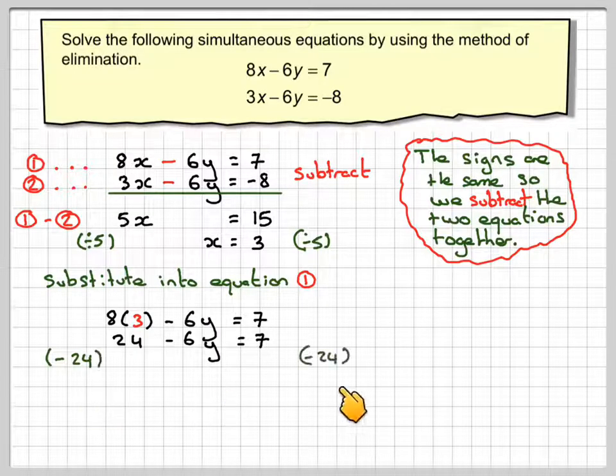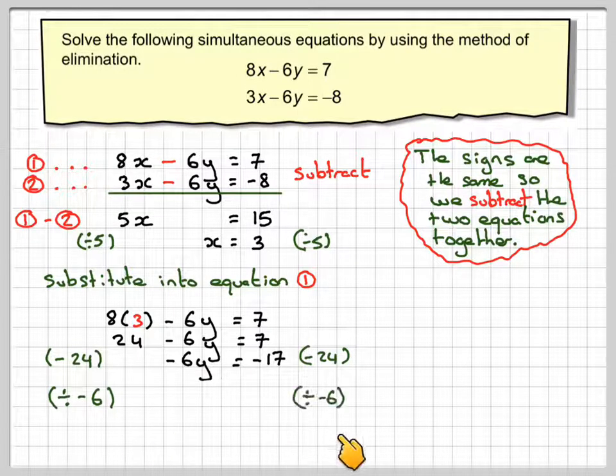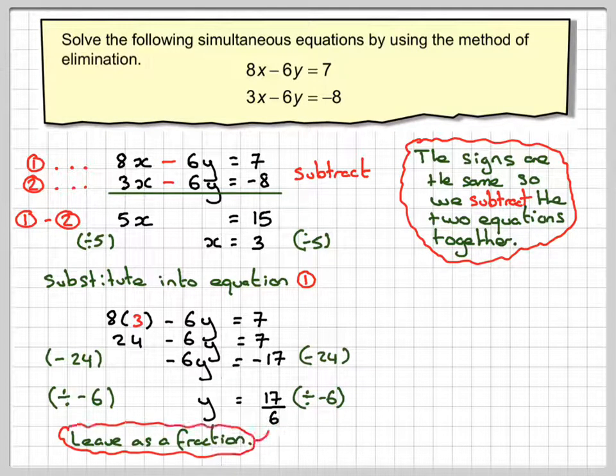Subtracting 24 from both sides, and remembering to keep the minus sign here, we get minus 6y is equal to 7 minus 24, which is minus 17. Dividing both sides by minus 6, we're going to get y is equal to 17 over 6. We don't need to be worried about the fact we've got a fraction here. We can leave it like that.